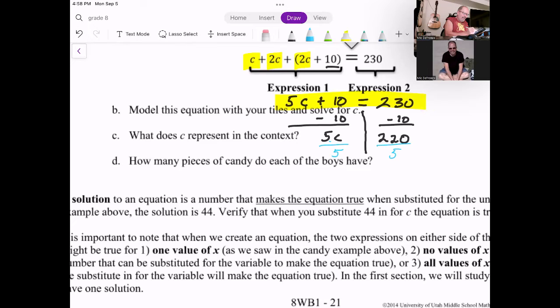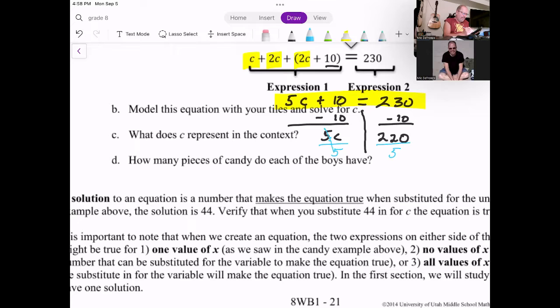And then we're going to use finally the division property of equality, because that 5, even though it doesn't say anything, because it's just touching that c, that's a multiplication. So 5 times c equals 220. So we divide both sides by 5 because that will cancel this 5 out. And that will just leave c over here. 5 divided by 5 is 1. 1 times c is c. And 220 divided by 5 is 44. Okay, and that's how we're going to solve equations.